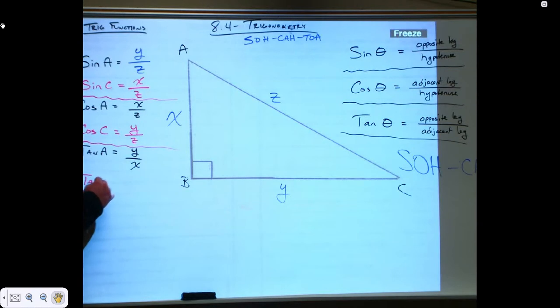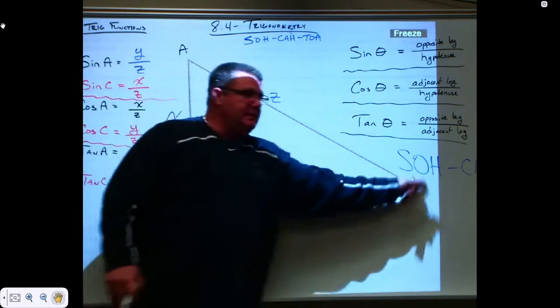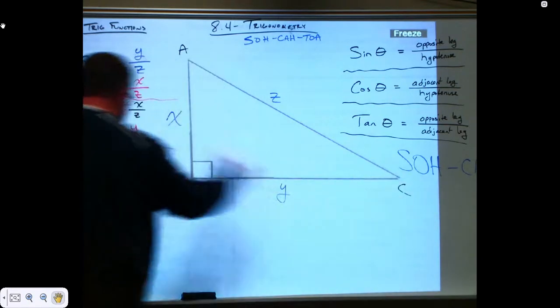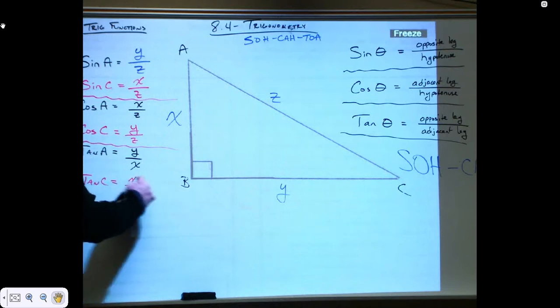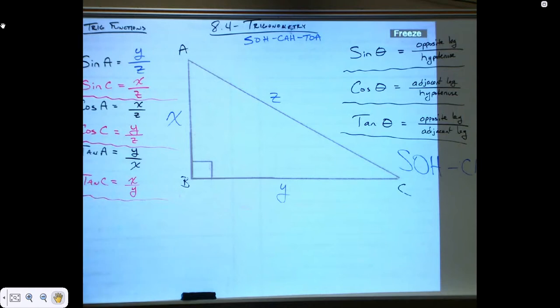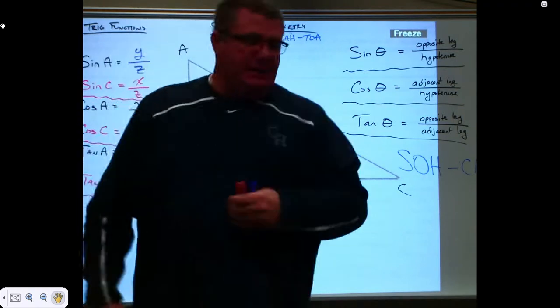Now let's find the tangent of C. What has changed? The rules haven't changed, but our perspective has changed, has it not? What is the opposite leg as far as C is concerned? X over Y. And what is the adjacent leg? Y. Finish writing that down. Now, using numbers.